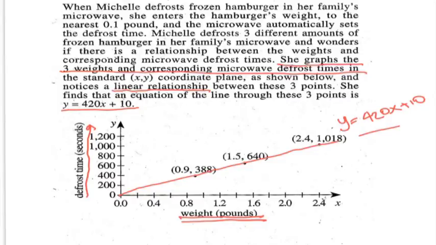Now here, let's look at the coordinate points that she's given us. And she's given us 0.9. That's my x-axis. That means 0.9 pounds right here. And it's 388 seconds, so we're almost up to the 400. The next one tells me we're at 1.5 pounds, and it took us 640 seconds. And the next one says 2.4 pounds took us 1,018 seconds. To get minutes, we'd divide by 60. Okay? Now, what we're going to do is look at that in the next problem.